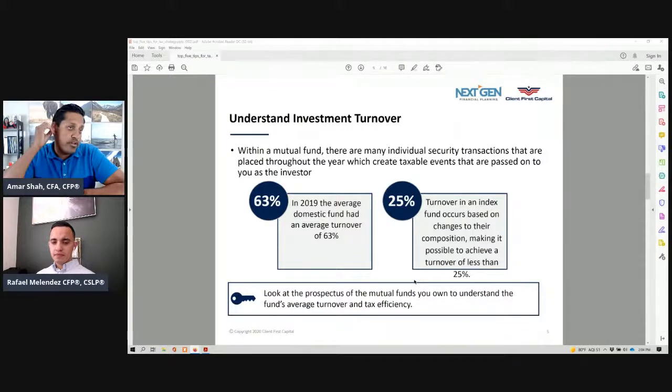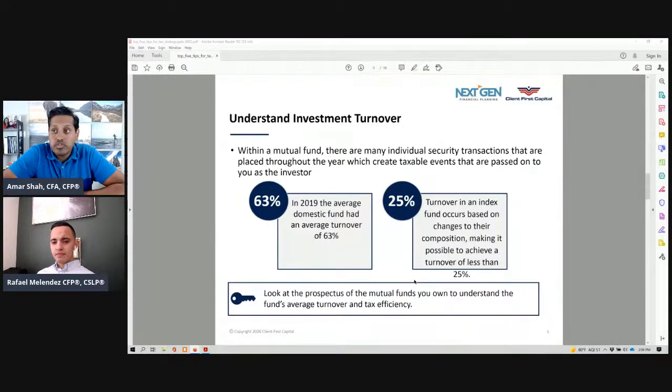The next one here is understanding turnover, right? So turnover is a big piece, especially for individuals that have separately managed accounts or mutual funds, right? In 2019, the average mutual fund, like a domestic large cap fund, had a turnover of 63%.